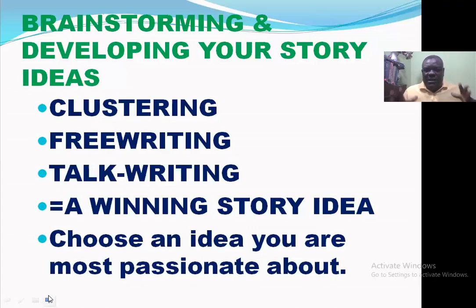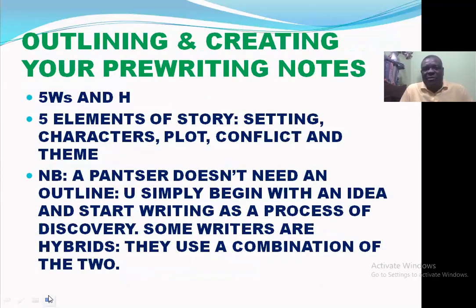You give something a thought, you focus on it, of course, you are likely to come up with something good. So at this point, your aim is to choose an idea you are most passionate about. And if you give it sufficient concentration, you are likely to come up with something. So that's the brainstorming stage, which is for developing your story ideas. The next stage is the outlining stage, at which point you create your pre-writing notes.